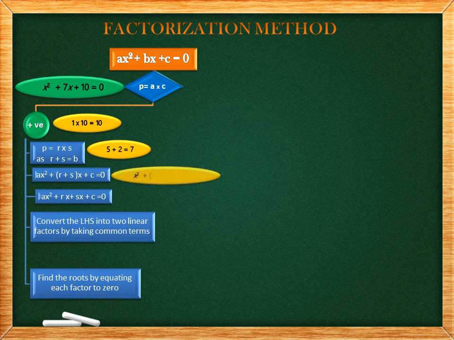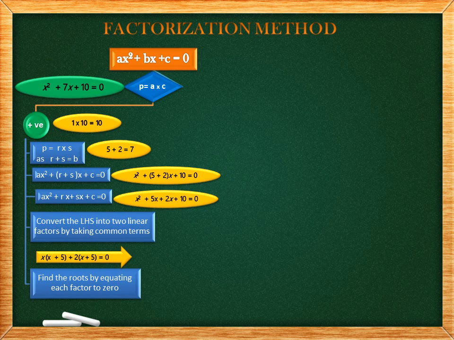And now we will replace 7 in the equation by 5 plus 2. The equation will become x square plus (5 plus 2) into x plus 10 is equal to 0. Now we will open the bracket and the equation will take the form x square plus 5x plus 2x plus 10 is equal to 0. Now we can see the first two terms have x in common and the last two terms have 2 in common. So let's take the common. So we will have x into (x plus 5) plus 2 into (x plus 5) is equal to 0.